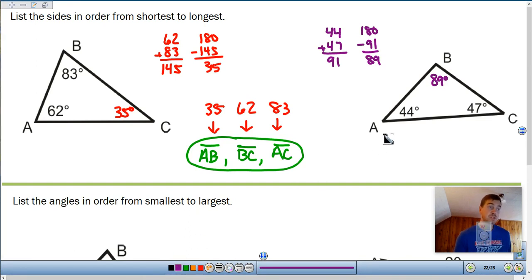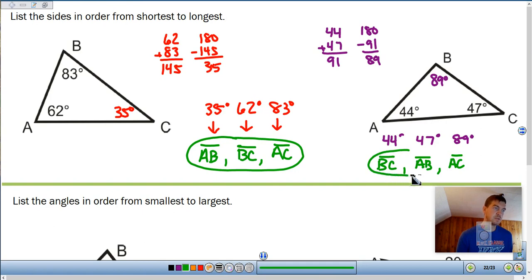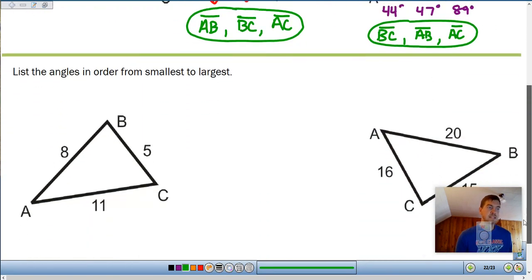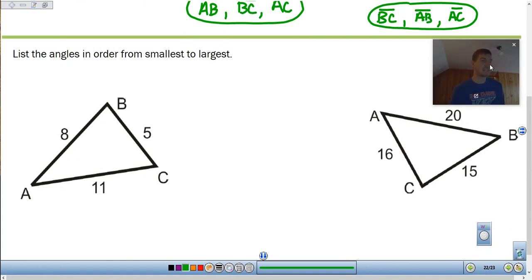I'm going to list the angles first in order from shortest to longest. 44, 47, 89. And then I'm going to find the sides across from them. 44, across from that is BC. Across from 47 is AB. And across from 89 is AC, the largest there. And then these last, well, I guess I shouldn't say last, as we have one more slide to go through. List the angles in order from smallest to largest.